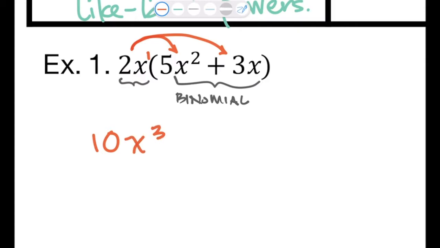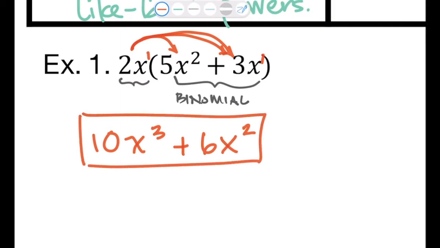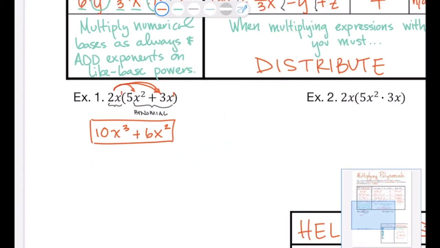And then we've got 2x times 3x. 2 times 3 is 6, just like it's always been. And x to the first times x to the first is x to the second. And now we have our binomial, or our polynomial simplified into one final binomial.